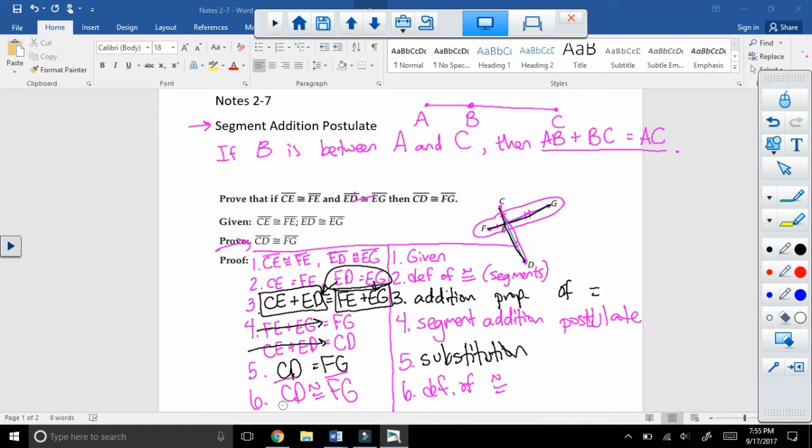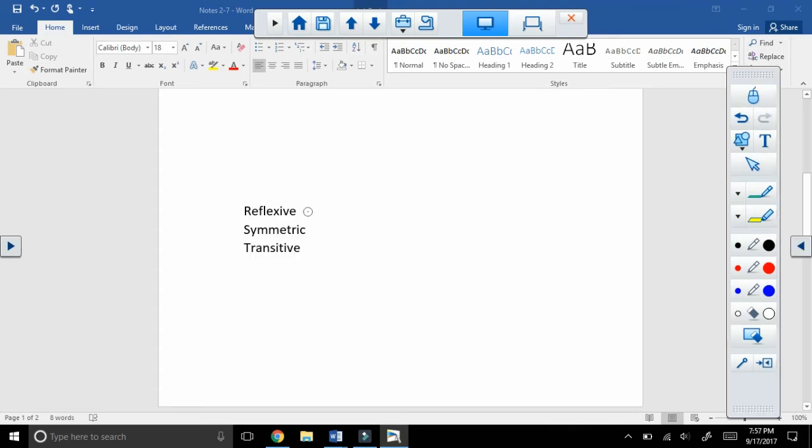Congruent things are equal, equal things are congruent. Both are examples of the definition of congruency. I'd like to revisit these real quick and just show you how we're going to see them with our segments. The reflexive property, again, remember, is something is equal or congruent to itself. So we might see that segment AB is congruent to segment AB.